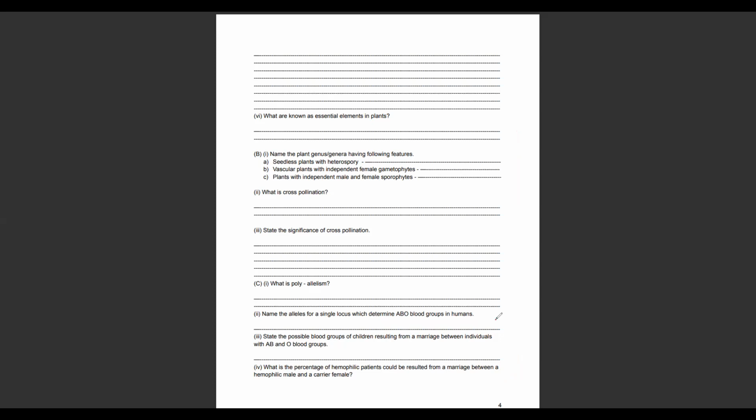Right. Next one. State the possible blood groups of children resulting from a marriage between individuals with AB and O blood groups. එක parent කෙනෙක්ට තියෙන AB blood group එකලු, අනිත් එක්කෙනා O blood group එක. ඒ දෙන්නට ඉපදෙන ළමයින්ට තියෙන පුළුවන් blood groups මොනවද කියලා තමයි අපෙන් අහන්නේ. Right? කොහොමද ඕක කරන්නේ? Give me a second, I'll show the method.